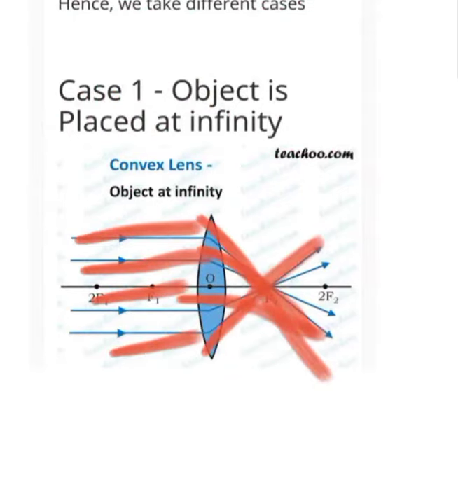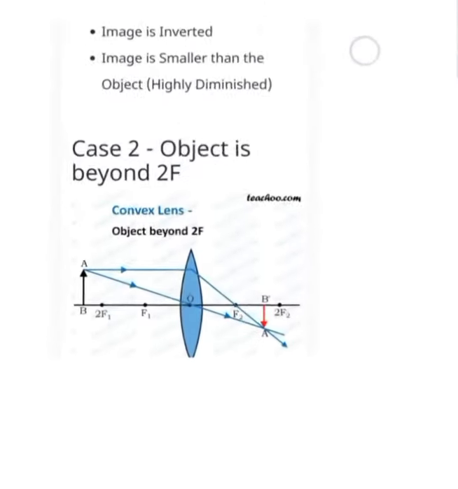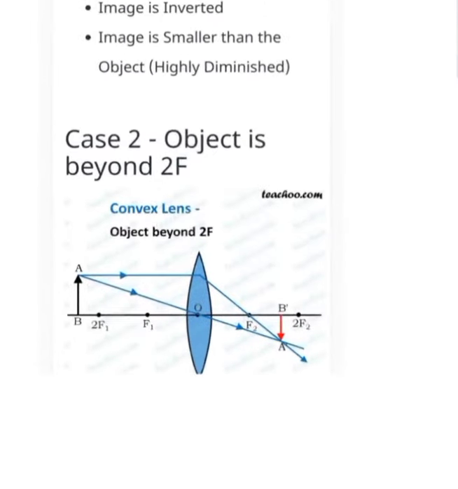These rays will go from the focus. The condition which we have done earlier is that this image is inverted, and the image is smaller than the object. Okay, this one is the result of that.